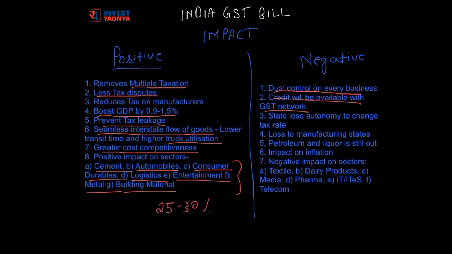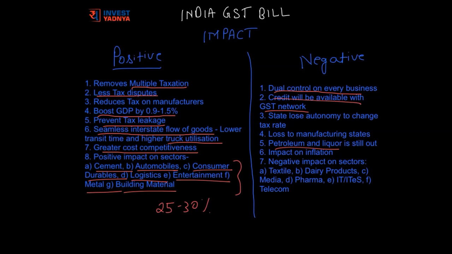Third is that state will lose autonomy to change tax rate, and it will be done by GST Council now. The fourth will be the loss to manufacturing states, as we have already discussed about it. Petroleum and liquor is still kept out of GST purview, but they form almost 40% of India's total trade. So significant portion of trade is still out of GST purview.